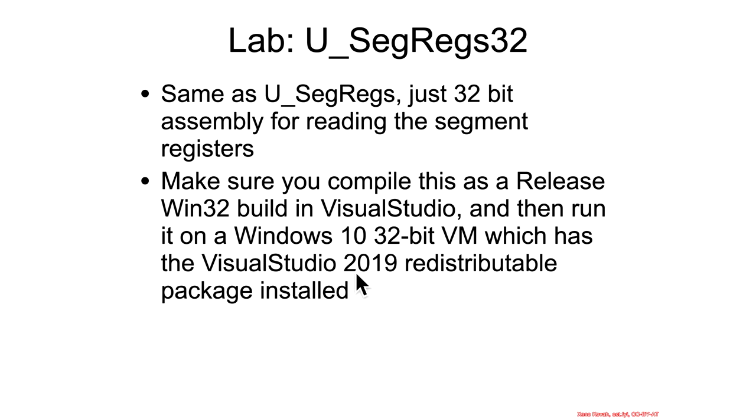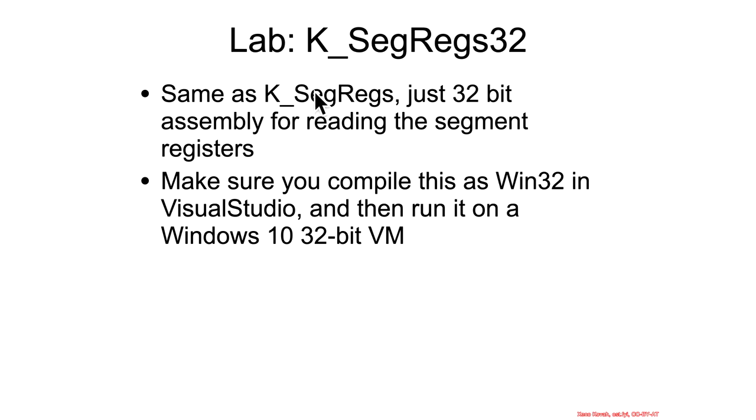Basically, you need that to run code that is compiled from Visual Studio with the free version, which is what you're using right now. So you can go ahead and run that on the 32-bit VM, and you can also compile the ksegregs32. Again, making sure that it is compiled as 32-bit from Visual Studio. So you can use the same VM that you've been using thus far. You just need to change your compiler options to compile as 32-bit. And again, you can just copy it over and invoke it.